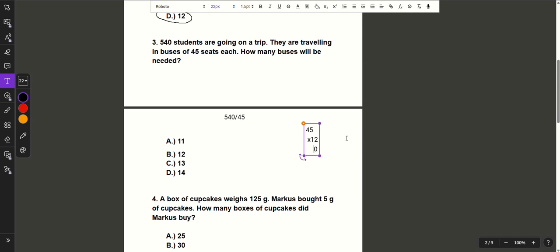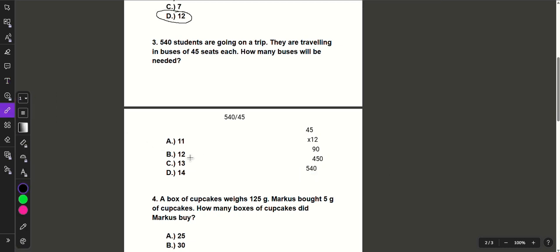So 0, and then 2 times 8 is going to be 0, 5, 4, and that will be equal to 540, so that means it's 12.